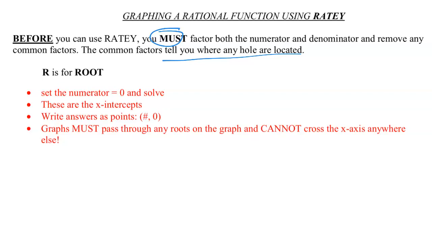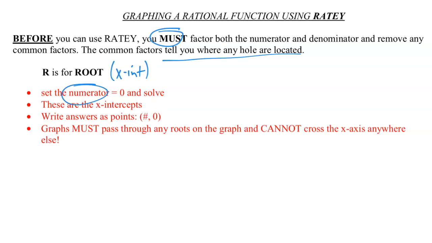Okay, so hopefully you had a chance to write that in on your notes. R is for root. This is just another way to say x-intercept, but it's really hard to make an acronym with the word x, and so we went with root instead. And so remember that roots come from the numerator equaling 0 and solving. These are the x-intercepts of the graph.